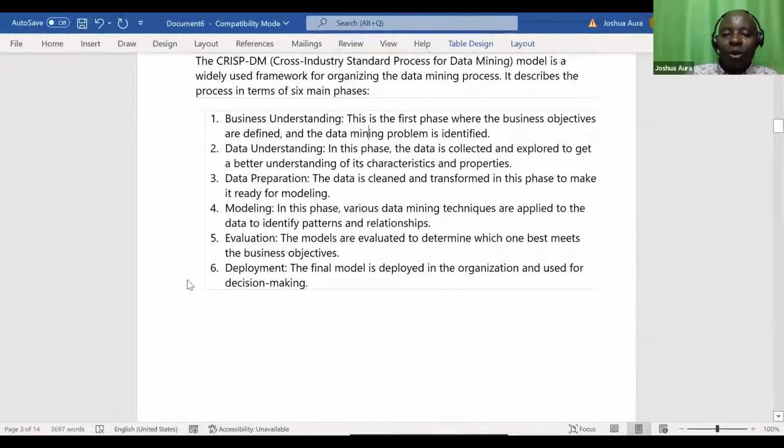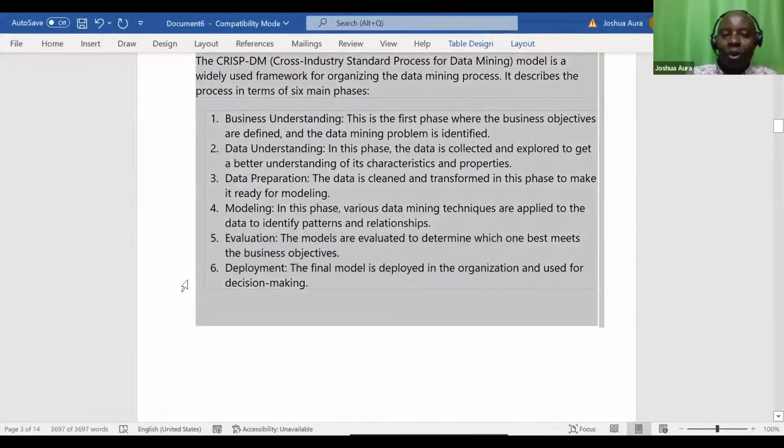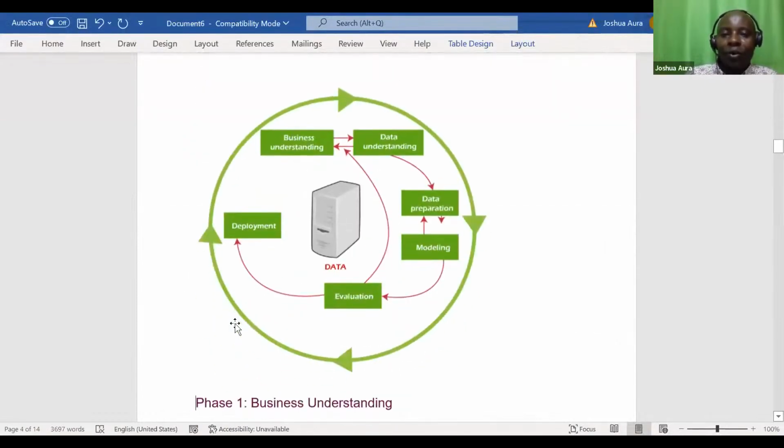Now, ladies and gentlemen, I would want to come back to my paper now. So I would want us to go through each of these components of the CRISP model one at a time. We have business understanding, data understanding, data preparation, modeling, evaluation, and deployment. And then, of course, we have our data being processed here.